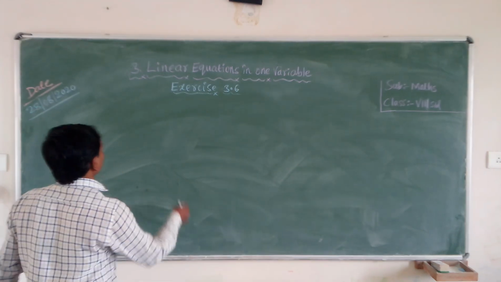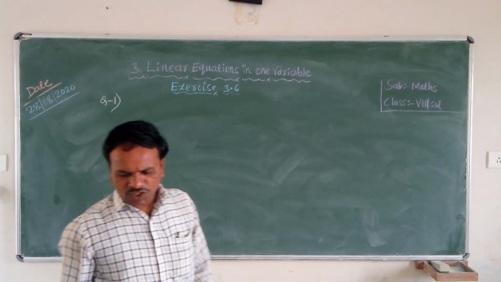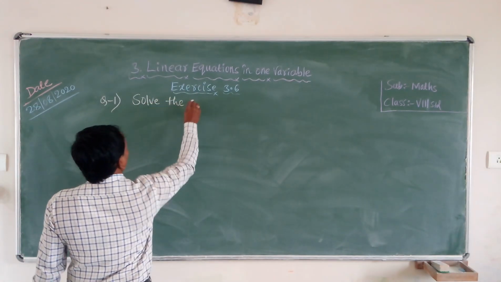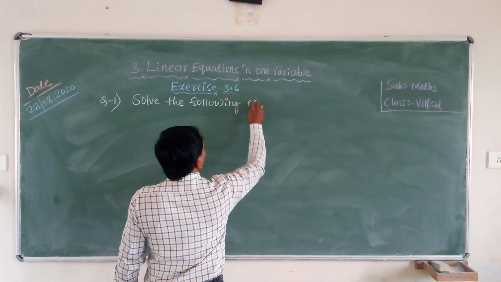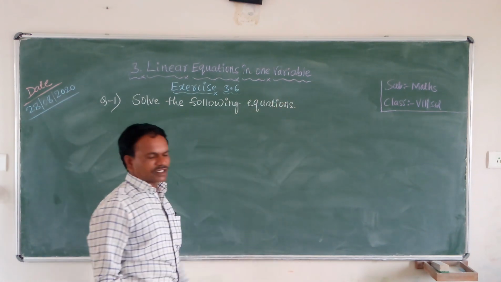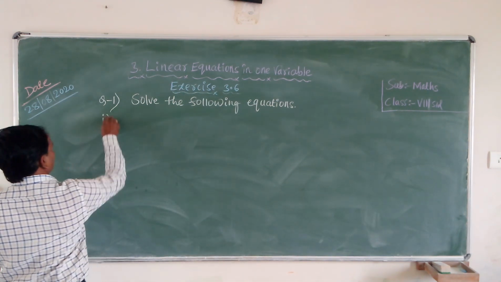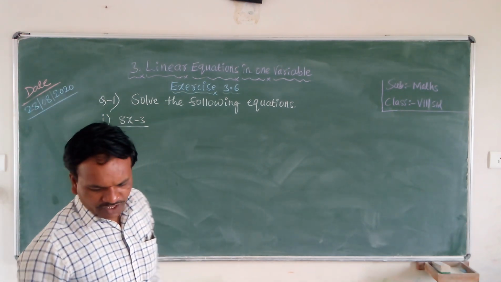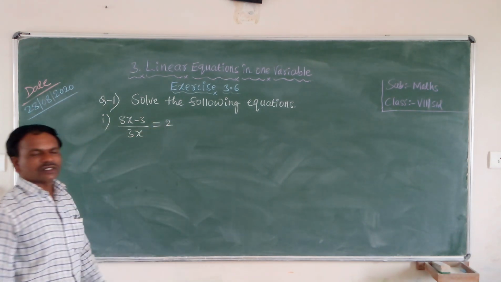What is the first question inside 3.6? See here: solve the following equations. This is the first question. The first equation is 8x minus 3 divided by 3x is equal to 2.